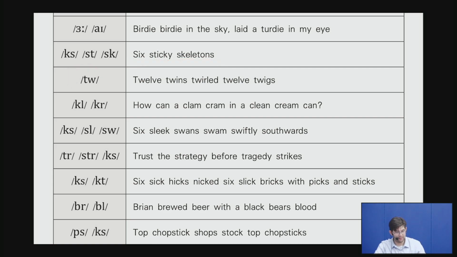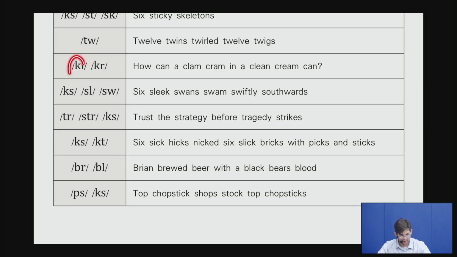Our TW is next, a very common one. We have 12 twins twirled 12 twigs. So repeat it one more time with me. 12 twins twirled 12 twigs. Very good.